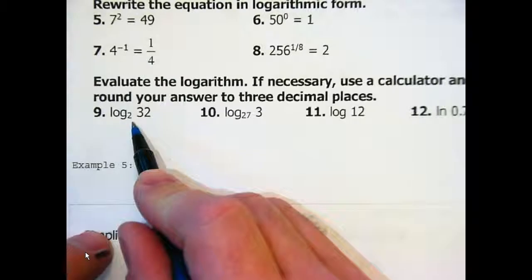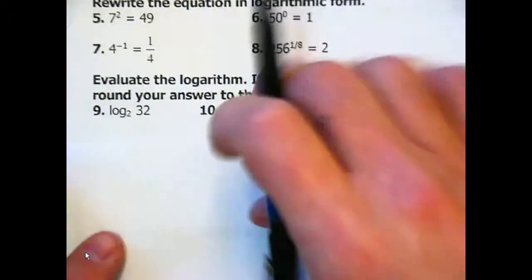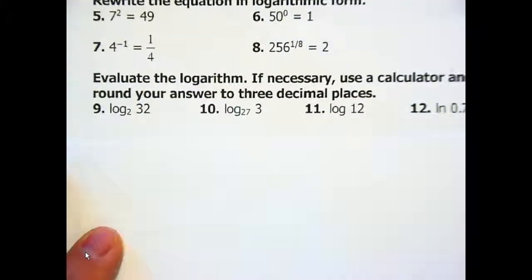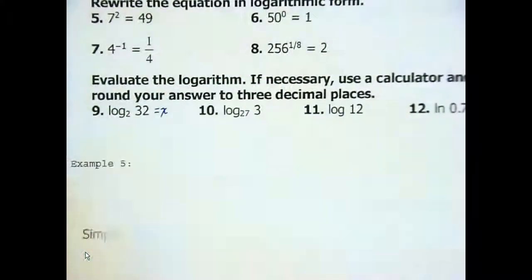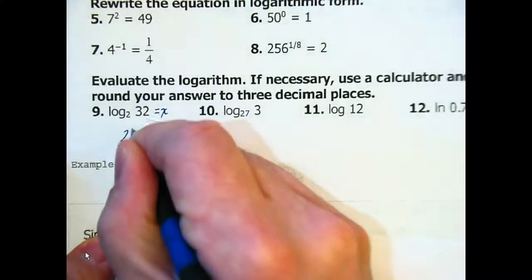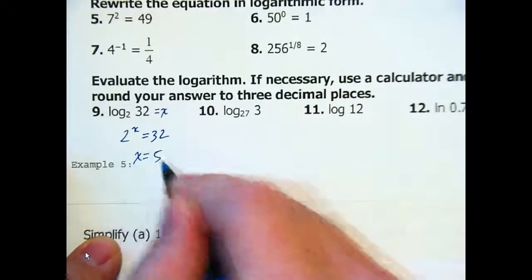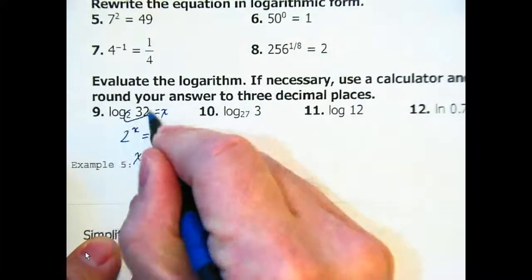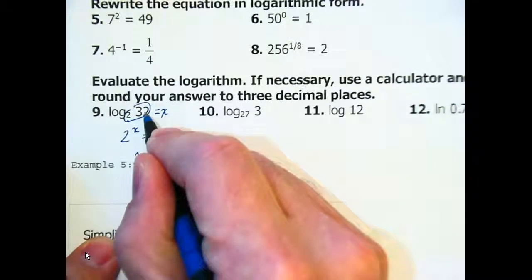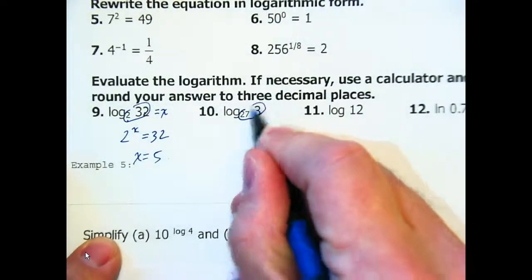What I do when I look at these, because I've dealt with them for a while, I know that if I write this in exponential form for number 9, if I were to set this part equal to x, this would actually be 2 to the power of x equals 32. So really that's just 5. So what I do is I just look at these two numbers, say 2 to what power is 32? And that's 5. And I look at this, 27 to what power is 3?